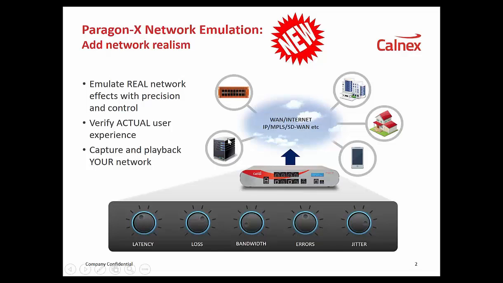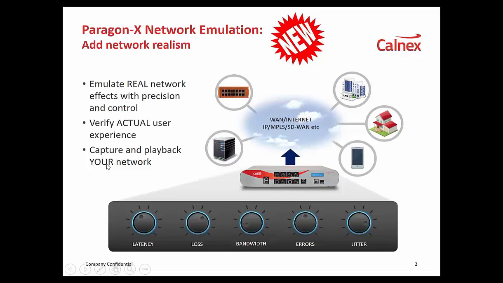Whatever your test bed, whether that's traffic or a service or a device involved in any WAN or internet type application, be that IP MPLS or the next generation SD-WAN application, you can use the network emulation function from Paragon-X to add things like latency, loss, bandwidth control, packet errors, and packet jitter, and really control this at fine granularity to actually verify the actual user or service experience.